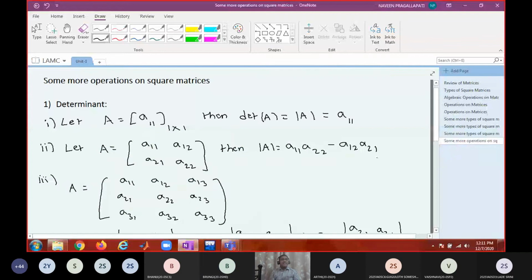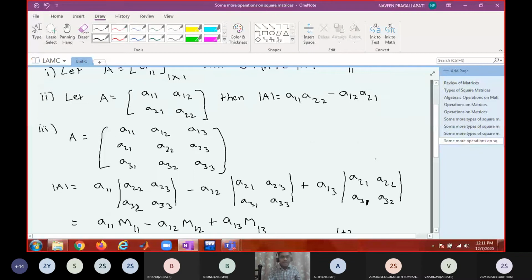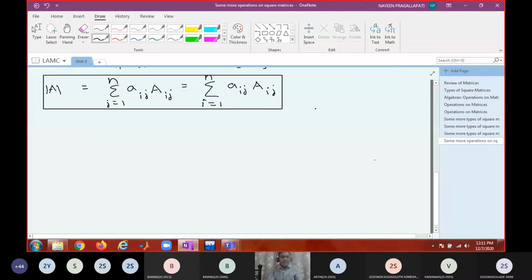Okay, and there are several properties of determinants, like determinant of AB equals det A into det B, and so on. You can refer to those properties from your intermediate and make a list of them in your notebook. I'll be writing only a few of the properties.